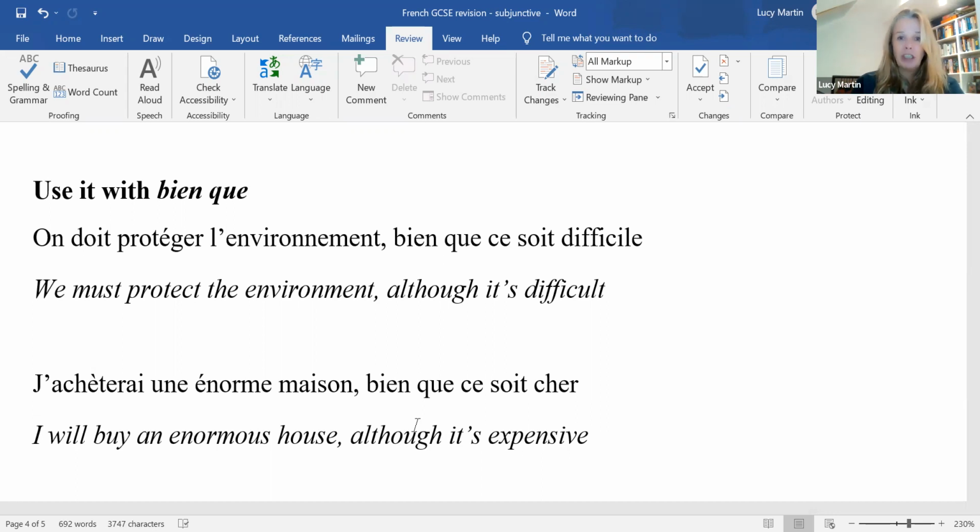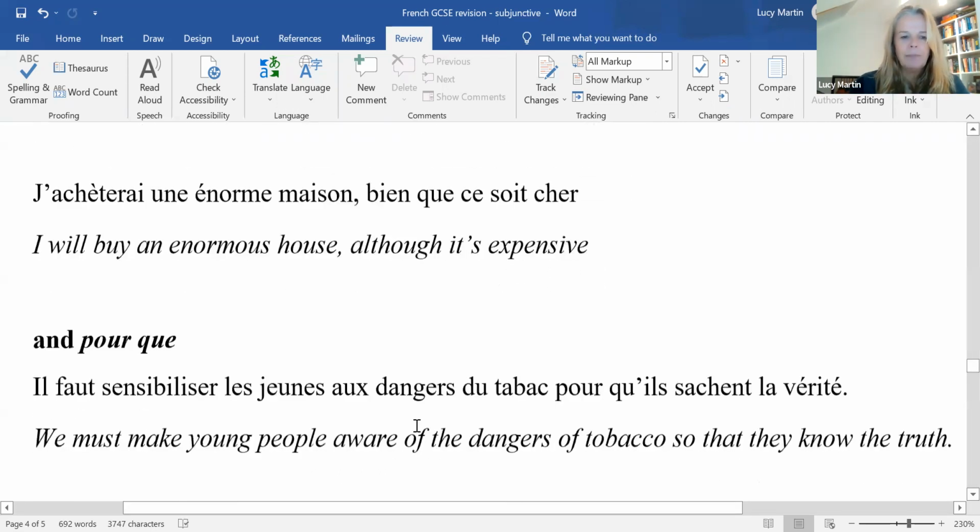Another example, j'achèterai, I will buy, une énorme maison, bien que, not c'est cher, not although it's expensive, but although it subjunctive be expensive, because bien que is an expression that requires the subjunctive.